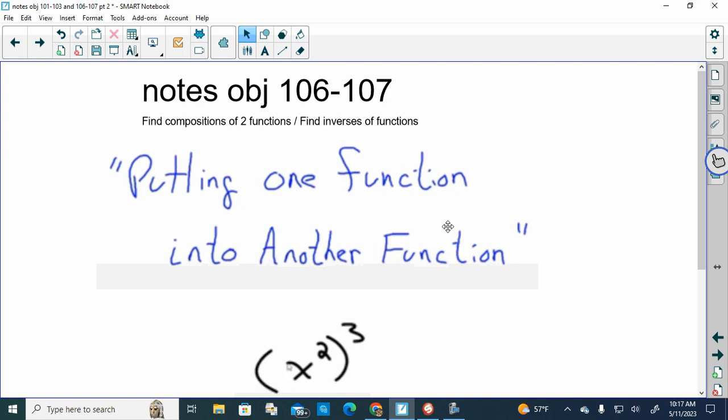Okay, starting on composition, we're doing the first one, 106. The definition of composition is putting one function into another function. And this is an example of what one could look like. We put x squared in for what's being cubed. We've done that before. That's not what we're doing in this section.